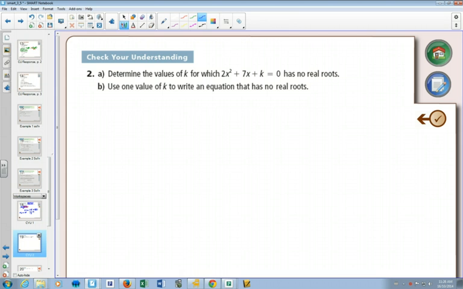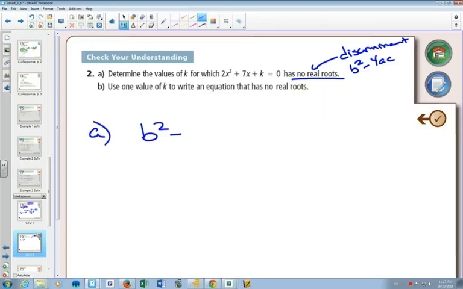What's happening here, because it tells us it has no real roots, anytime any of these questions tell you about the roots, 1 real root, 2 real roots, or no real roots, that's the hint to use the discriminant, which is the b squared minus 4ac. If it has no real roots, we know that the discriminant, should it be bigger than 0, equal to 0, or less than 0? Less than 0. Because it would have to be negative so that the inside of the square root is negative, which is not possible, and that's why there would be no roots.